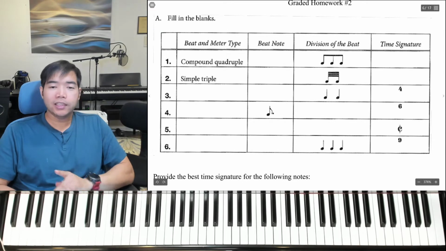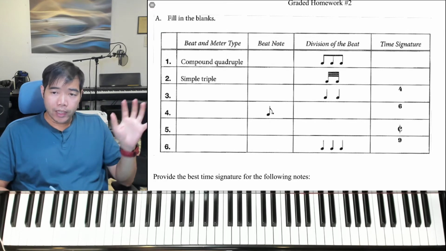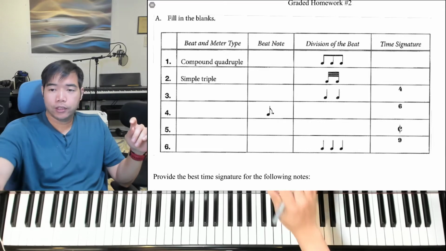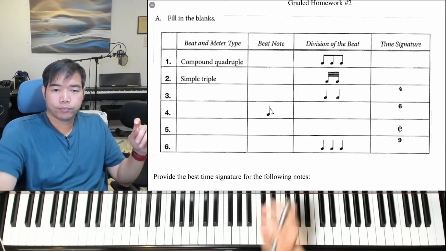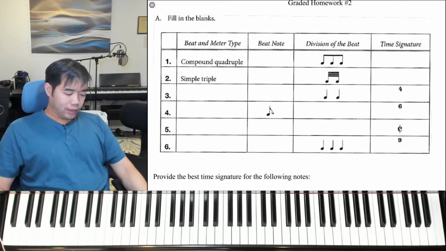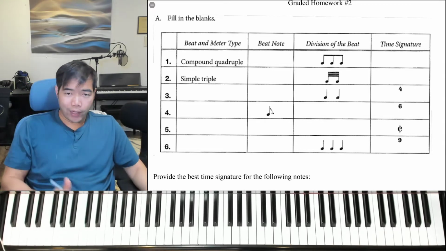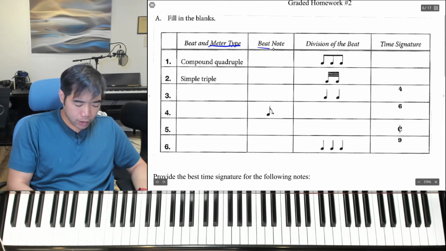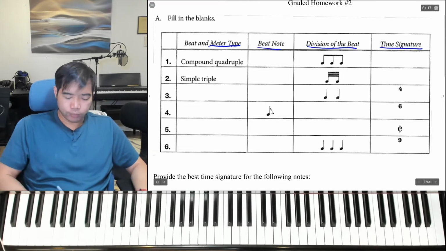So in this first section it says fill in the blanks. It gives us some information, and we have to determine the rest of the information based on the given information. So let's take a look at the pieces of information that are provided to us. We have the meter type. We have the beat note, the division of the beat, and the time signature.